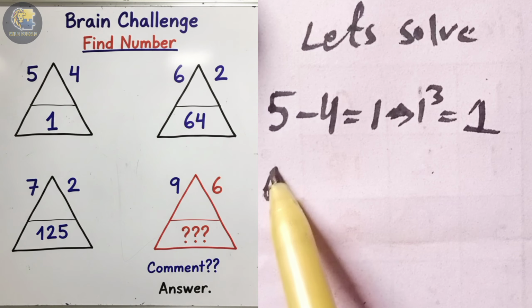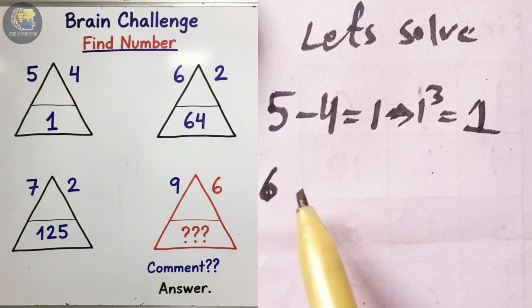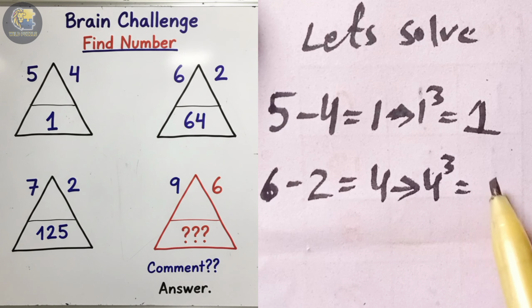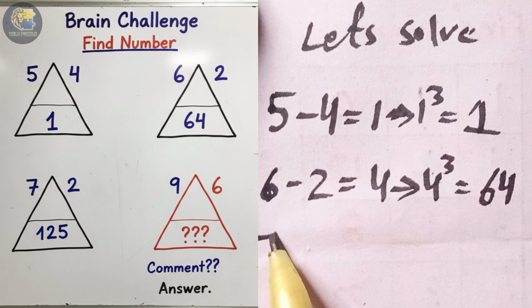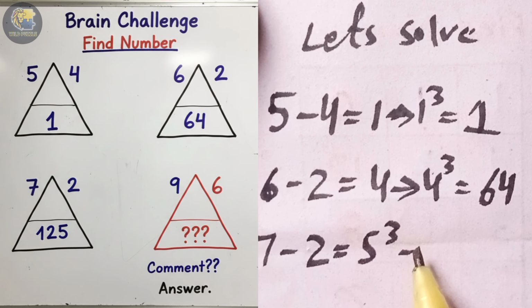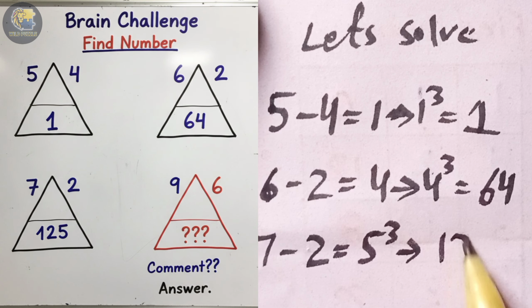Now apply the same pattern on the second triangle. 6 minus 2 equals 4. Cube of 4 is equal to 64. In the third triangle, 7 minus 2 equals 5. Cube of 5 equals 125.